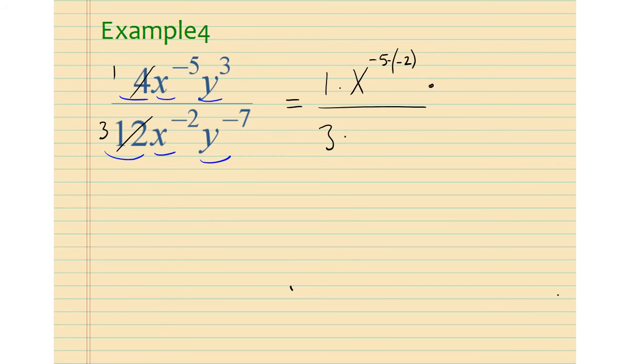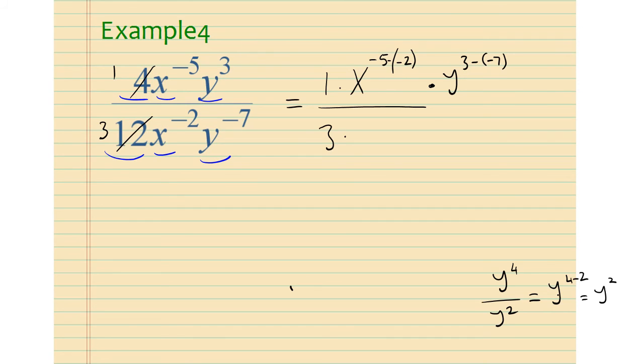Also, I can do the same thing for y. y to the 3rd power and subtract a negative 7 from it. If you remember, when we had y to the 4th power over y to the 2nd power, we could write y to the 4 minus 2, which is equal to y to the 2nd power. That was our division rule.